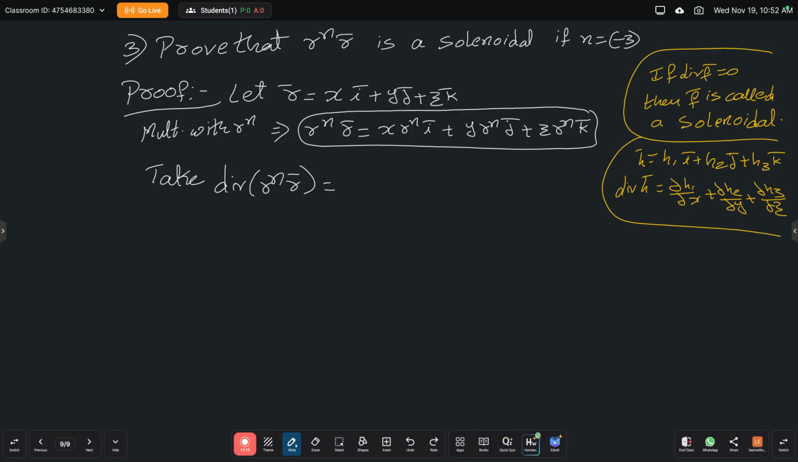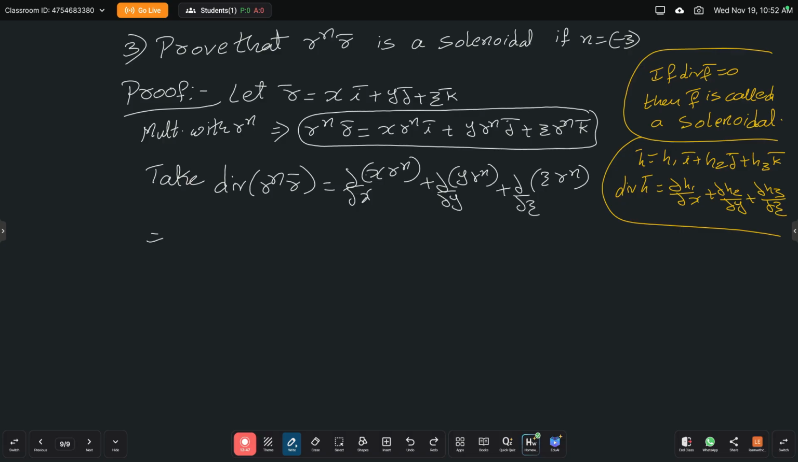So what is r^n r̄? In our example, h̄. So what is the divergence of h̄ formula? ∂/∂x of h1, h1 is nothing but the i̅ coefficient, x into r^n, plus ∂/∂y of h2, h2 is the j̅ coefficient, y into r^n, plus ∂/∂z of h3, h3 is the coefficient of k̅. So what is the k̅ coefficient? z into r^n, right?